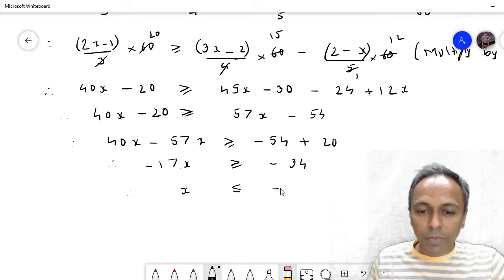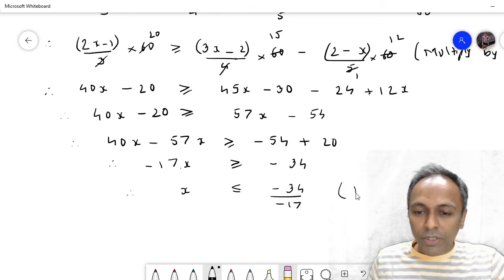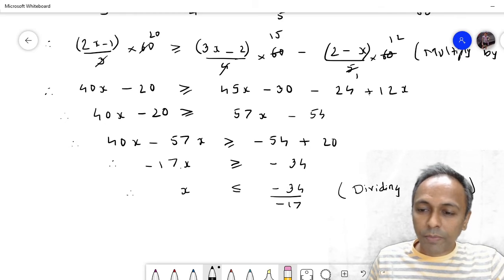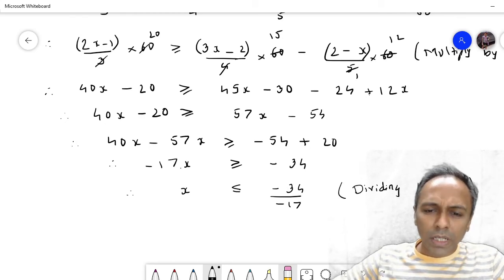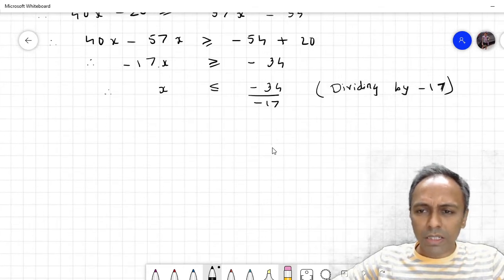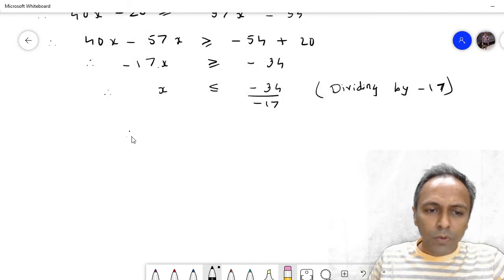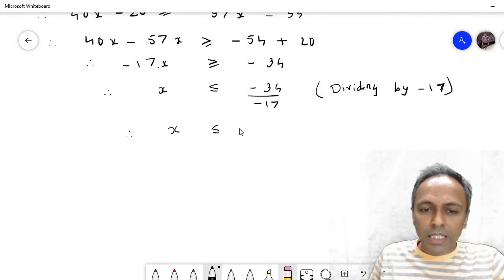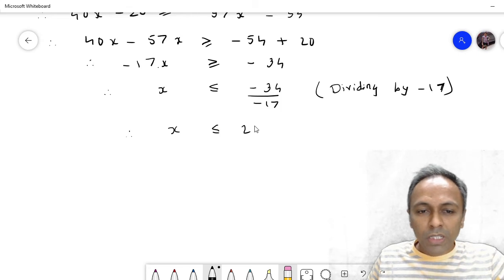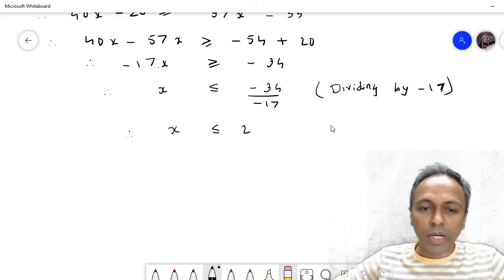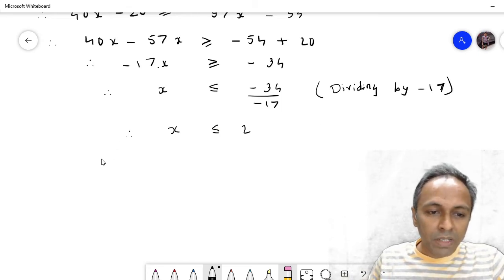Because it's a negative number with which you are dividing, the inequality sign becomes opposite. Mention here dividing by minus 17. Make a habit to write these reasons. Therefore, eventually we get x less than or equal to 2. Now, if you have seen the question, you have to write it for real x.